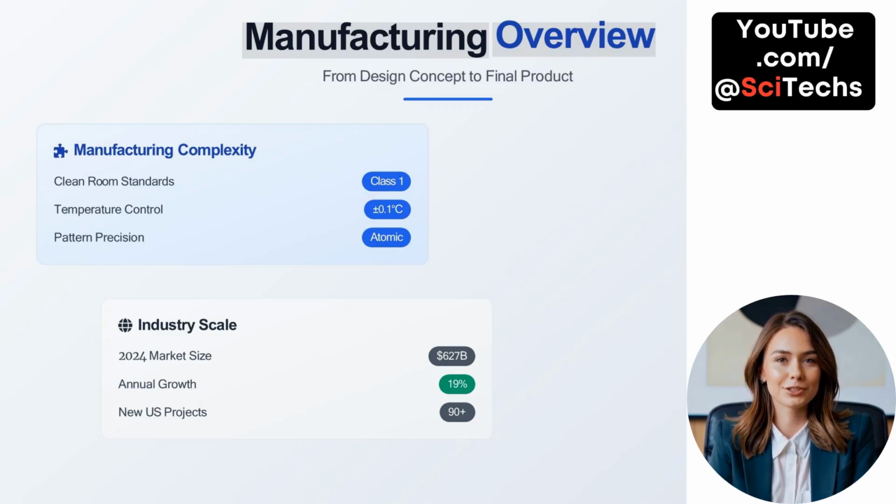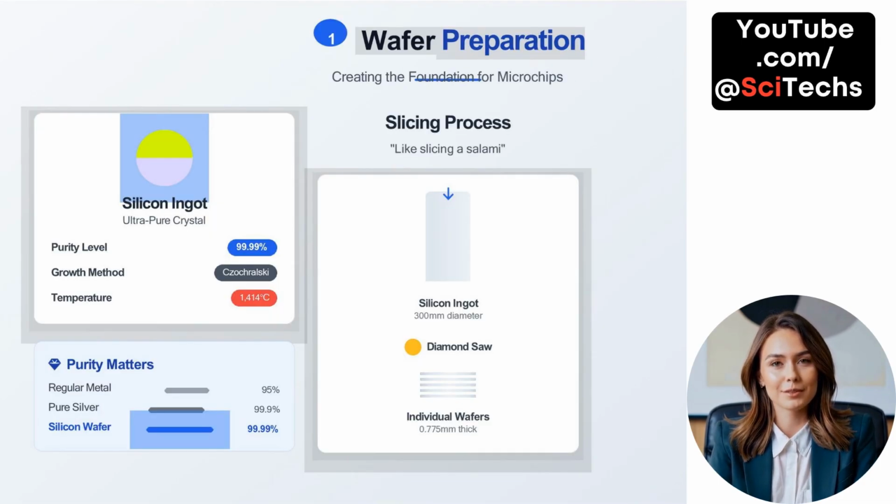Now, let's look at the industry's scale. In 2024, the global semiconductor market reached $627 billion with an annual growth rate of 19%. Fueled by AI, 5G, and electrification, demand keeps climbing. In the US alone, over 90 new semiconductor projects have been launched, reflecting major investment and a renewed focus on domestic production.